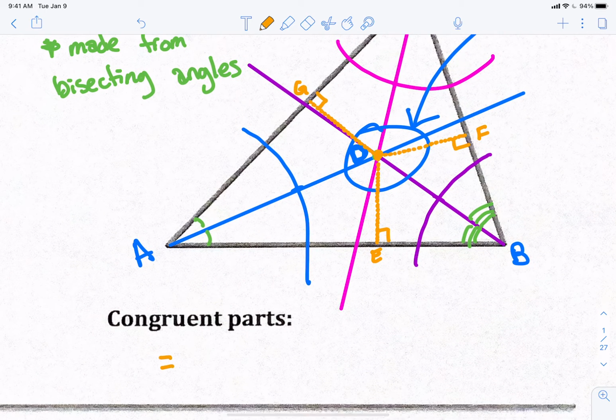Okay, we have parts that are congruent. Your armpit ever, like, getting pain? I had holes in my armpit.